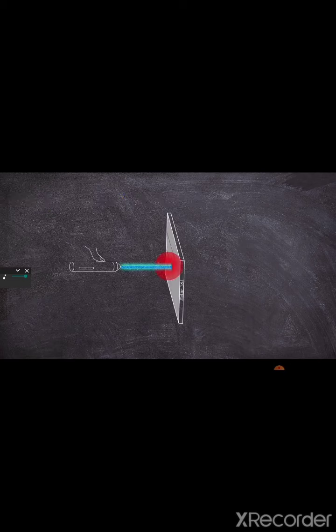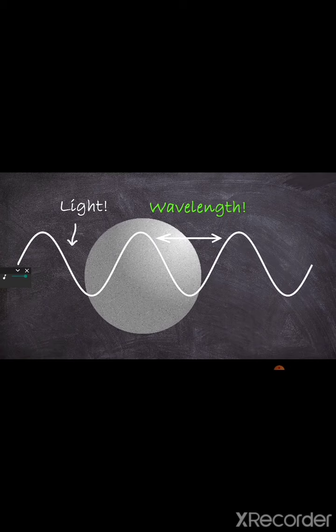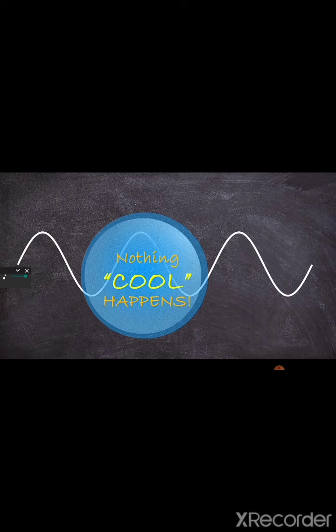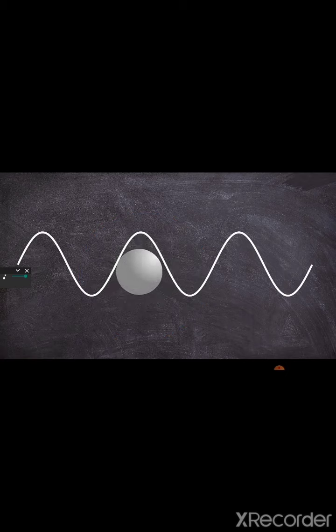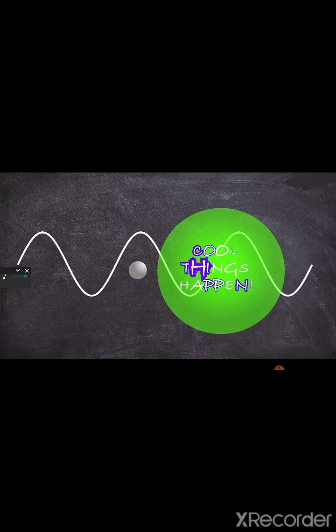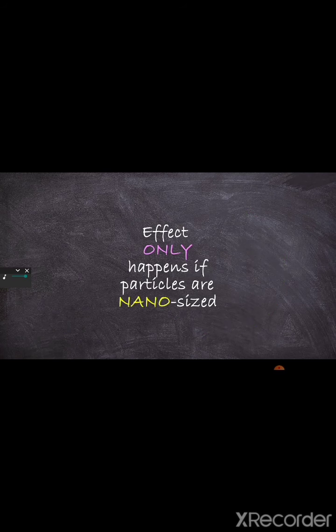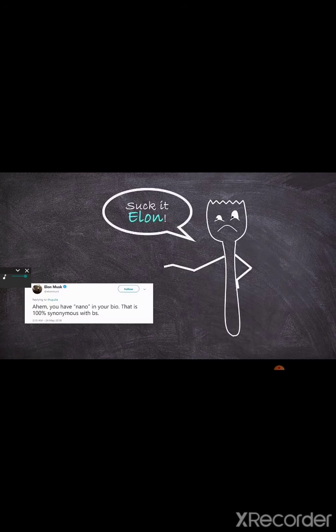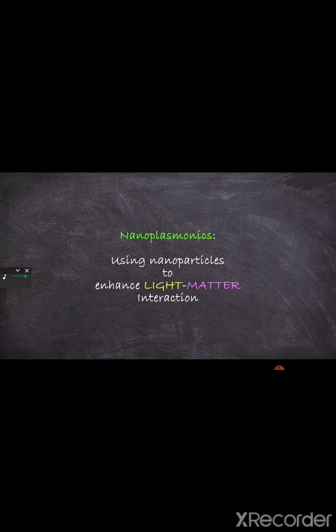And these effects only happen if these particles are much smaller than the wavelength of the light. And since visible light has wavelengths in the hundreds of nanometers, that means that these particles need to have sizes of, say, 20 nanometers. In other words, the title of nano is well earned because it's an effect that doesn't exist if they were any larger. There is no field of, say, microplasmonics. But okay, nanoplasmonics is about using metallic nanoparticles to enhance the interaction of light and matter.